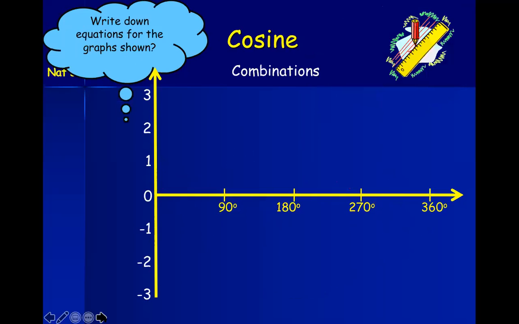Now with the cosine, so write down the equation. So try to write it down. Take your time. See if you would get this one okay.